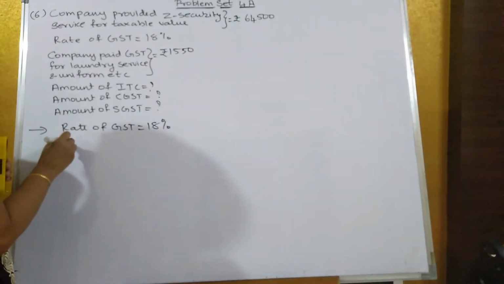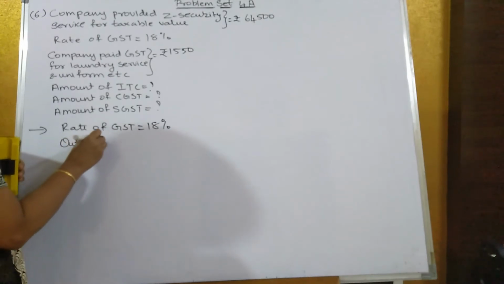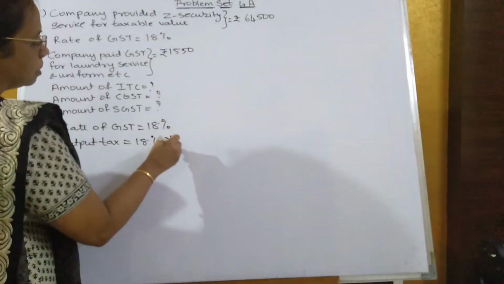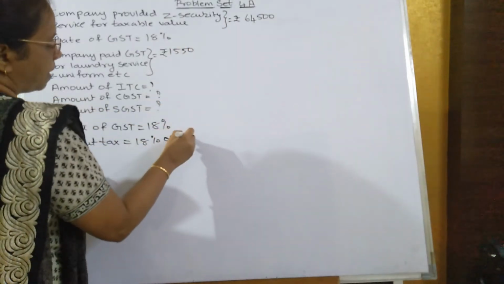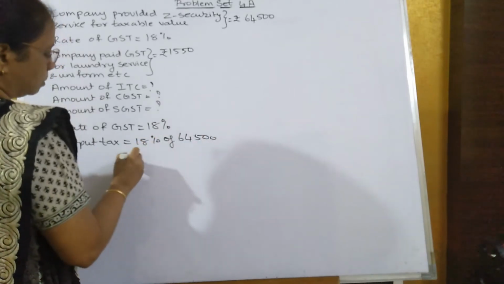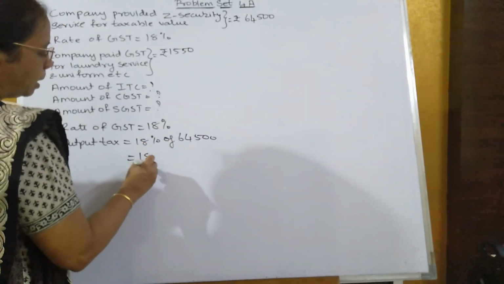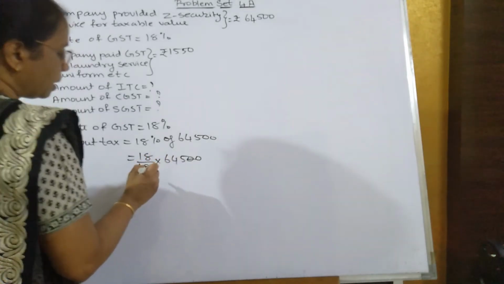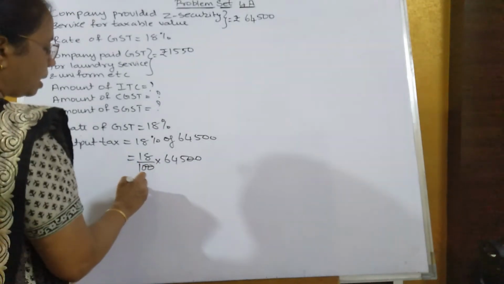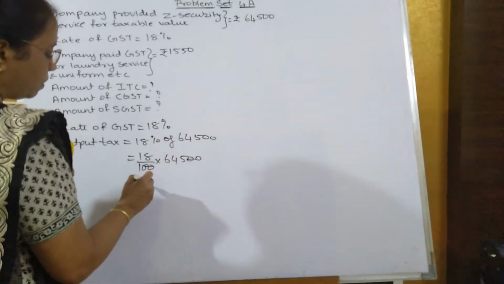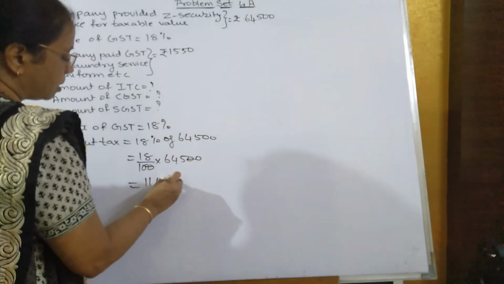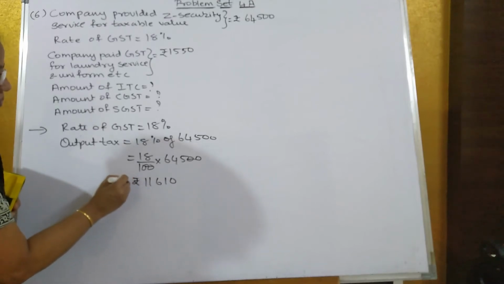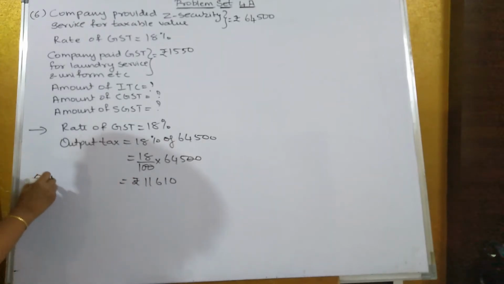Therefore, output tax is equal to 18% of 64,500. That's equal to 18 upon 100 into 64,500. Zeros will get cancelled. When you multiply 18 with 645, you will get 11,610. So this is your output tax.